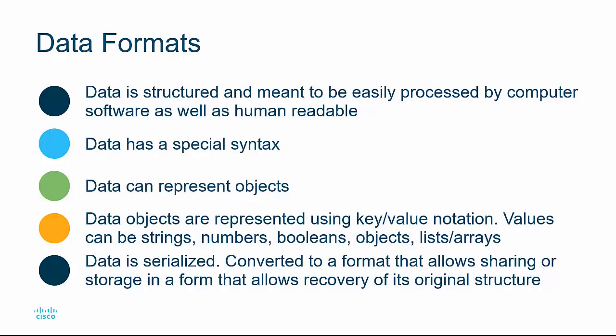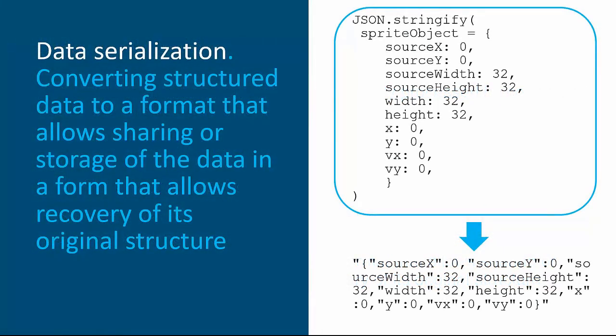The data is meant to be serialized, or converted to a format that allows sharing or storage in a form that allows recovery of its original structure. Data serialization refers to converting structured data to a format that allows sharing or storage of the data in a form that allows recovery of its original structure. In this case, you have a JavaScript object that is being stringified, or turned into a string of data, for being sent over the internet. At its destination, this string can be parsed and turned back into an object.